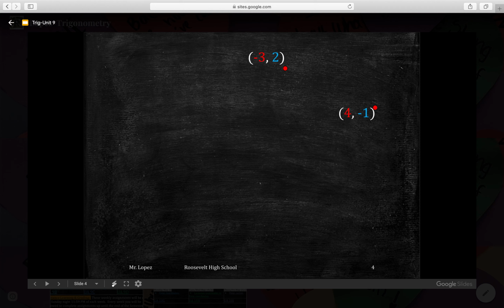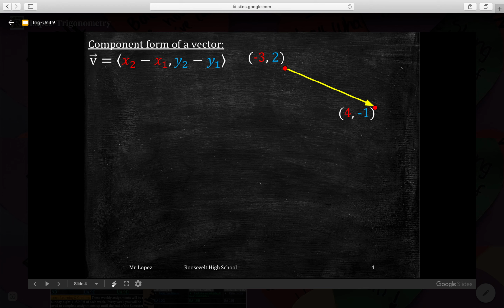Here's another vector. The initial point is negative 3, 2, and then the terminal point will be 4, negative 1. We want to find the component form of the vector, the linear combination form of the vector, and the actual length of the vector. Basically we do it just the same as we did the other one. X2 would be 4. So really it's going to be 4 minus a negative 3, which will be 7. And then you have negative 1 minus 2, which is negative 3. So it's 7, negative 3, the component form of this vector.